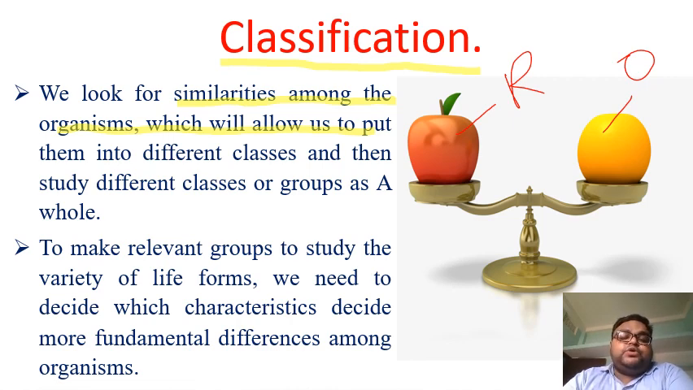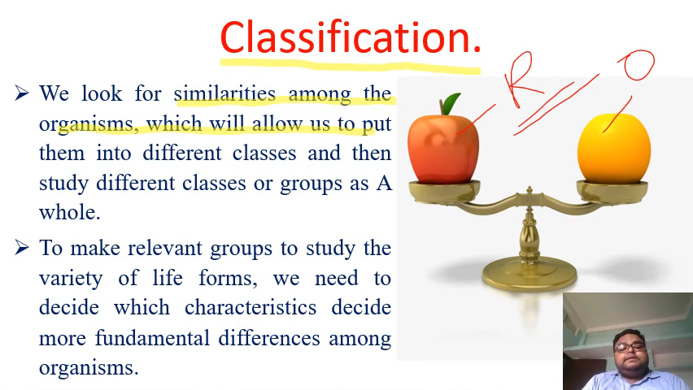So to make the groups more relevant, we study different forms of life. We need to decide their characteristics, right? In this example, we have taken color as a characteristic, but when we are talking about living organisms, we need to study what characteristics we want to take for the classification, so that there will be more relevant differences.